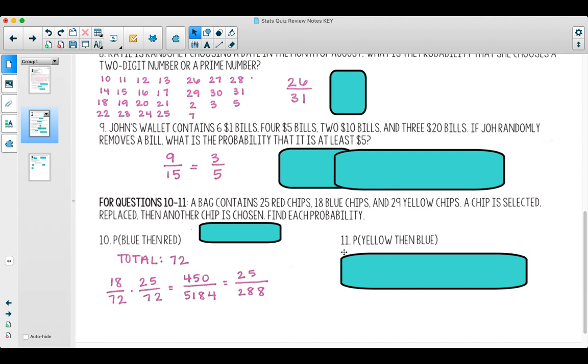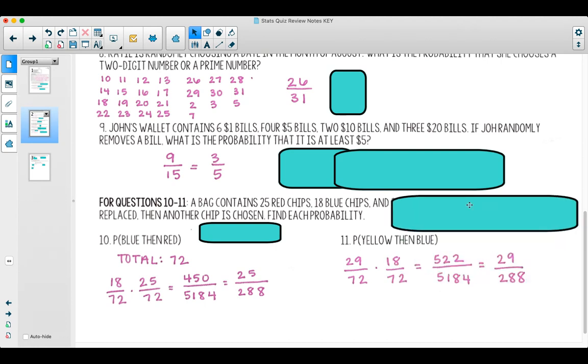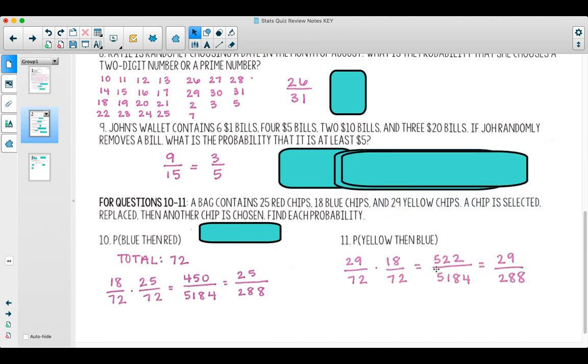Okay, let's check number 11. The probability of getting a yellow and then a blue. So the probability of getting a yellow, 29 over 72. Probability of getting a blue, 18 over 72. Multiply them together, we get this really big fraction, 522 over 5,184, which we simplify to 29 over 288.